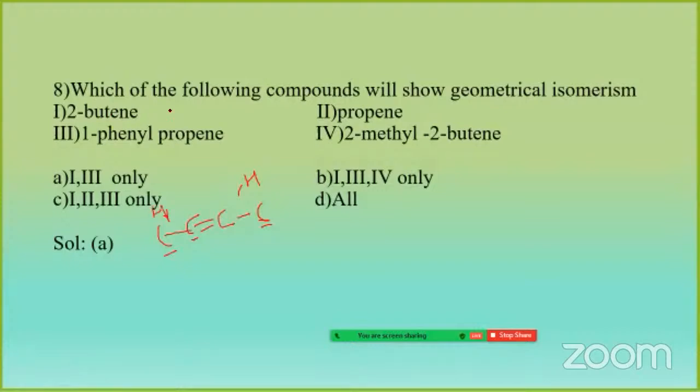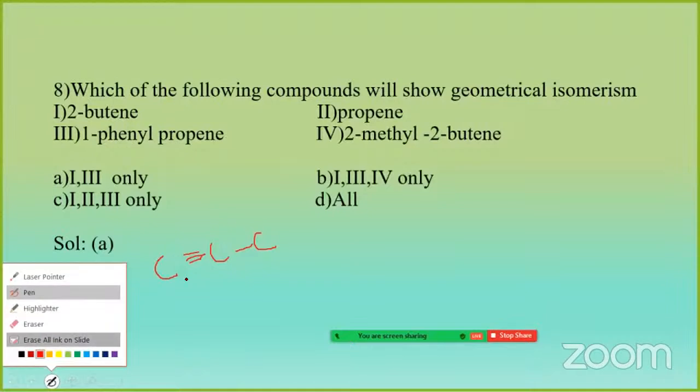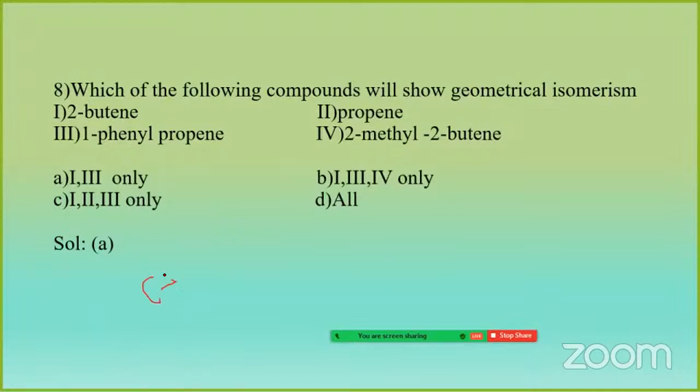Okay, propene, can it show? So what is propene? Propene means how many carbons? 3 carbons, right? So let us take 3 carbons. In normal propene, between 1 and 2, the double bond is present.